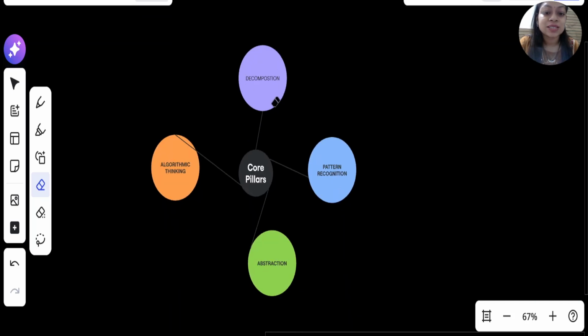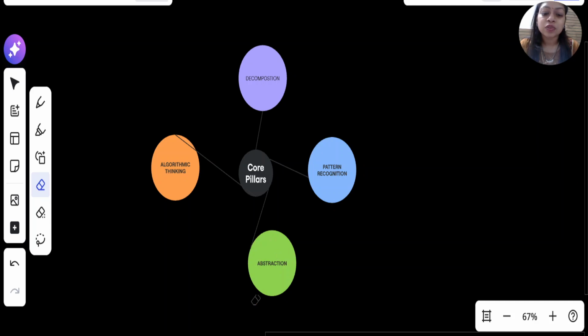The very first is decomposition. Decomposition is to break down the complex problem into small parts and then try to understand what the problem actually is. After decomposition, the second pillar is pattern recognition. When you continue to figure out what kind of trend and what kind of pattern all these small problems hold, it will make it easy to understand the solution for it.